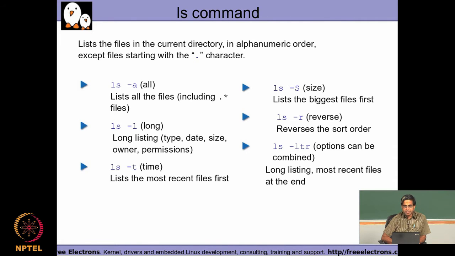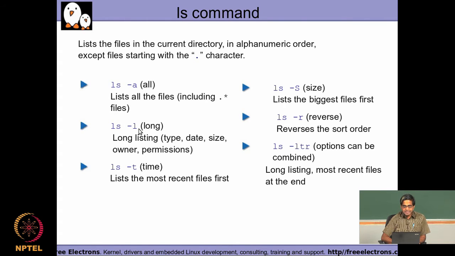All options in any Unix command always have to start with the hyphen or minus symbol. As you see here, you have ls minus a, where a stands for all. We were talking about hidden files in Unix, wherein any file name starting with a dot character is considered a hidden file. By default the ls command will not list hidden files, and if I want to see them also, I need to specify this minus a option. So when I say minus a, all file names starting with a dot will also get listed.